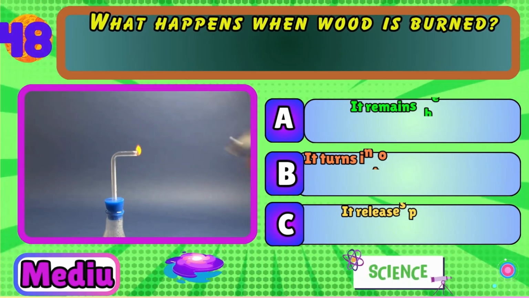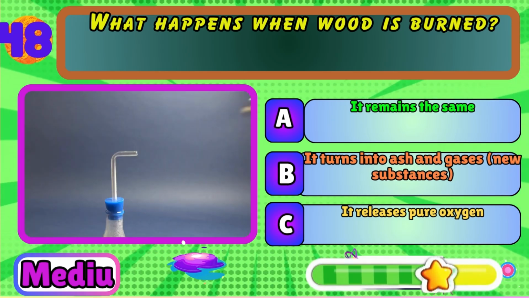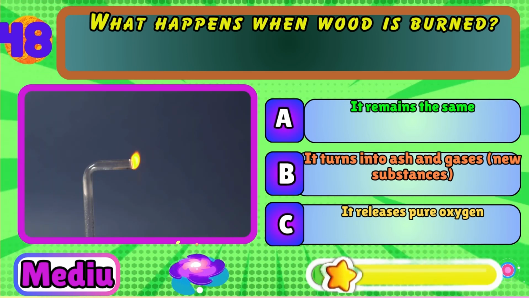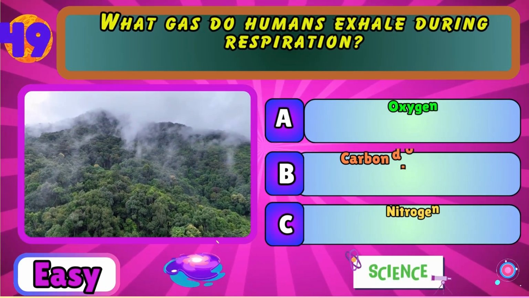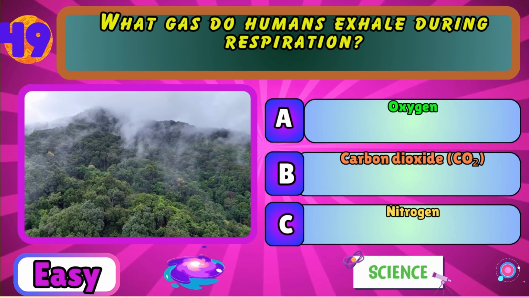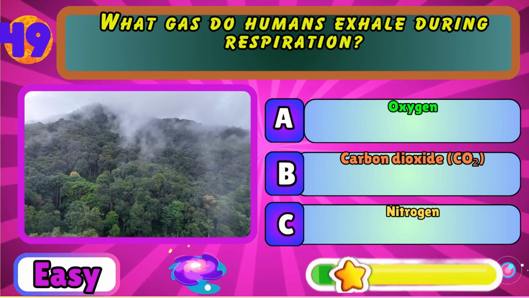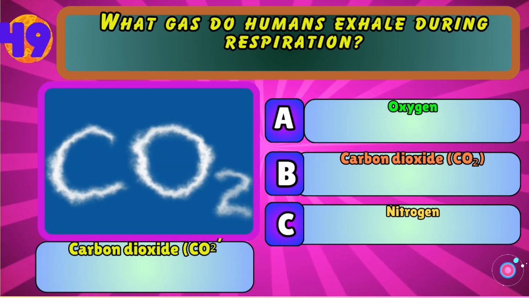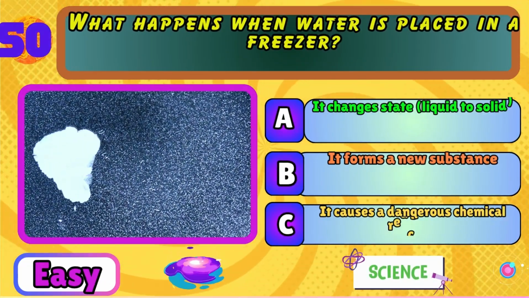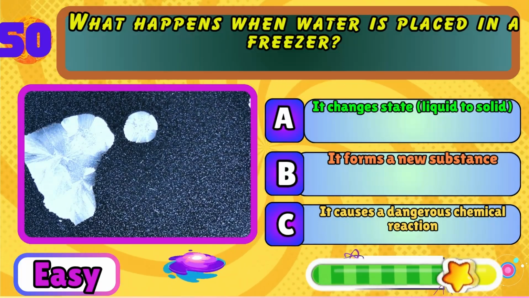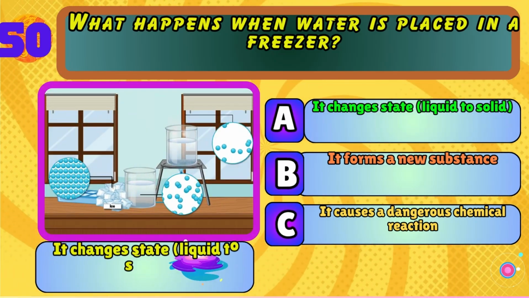What happens when wood is burned? It remains the same, it turns into ash and gases, new substances, or it releases pure oxygen. It turns into ash and gases, new substances. What gas do humans exhale during respiration? Oxygen, carbon dioxide, CO2, or nitrogen? Carbon dioxide, CO2. What happens when water is placed in a freezer? It changes state, liquid to solid, it forms a new substance, or it causes a dangerous chemical reaction. It changes state, liquid to solid.